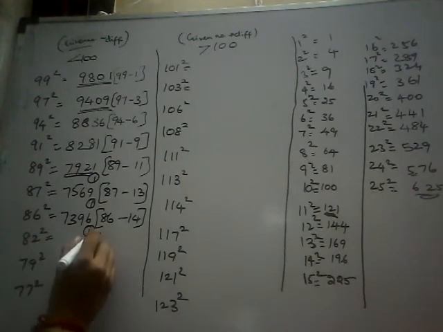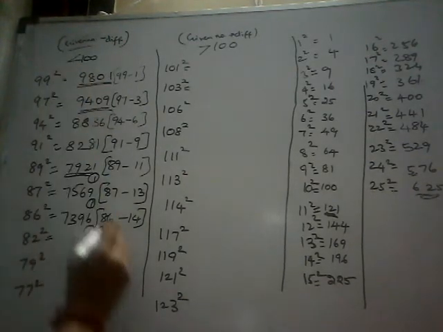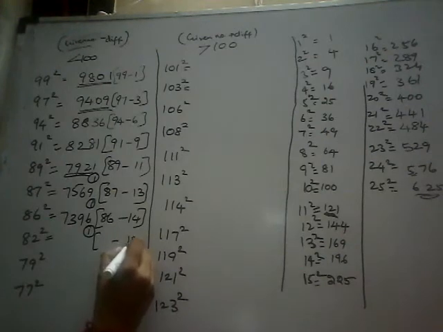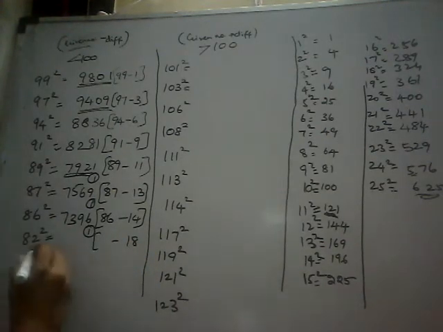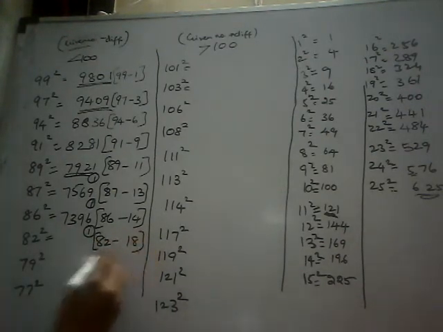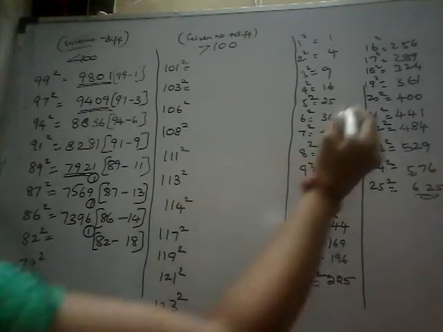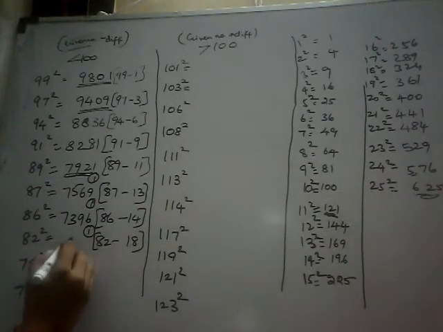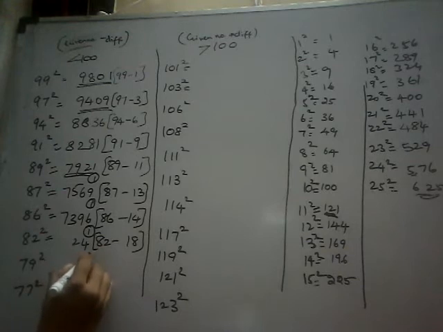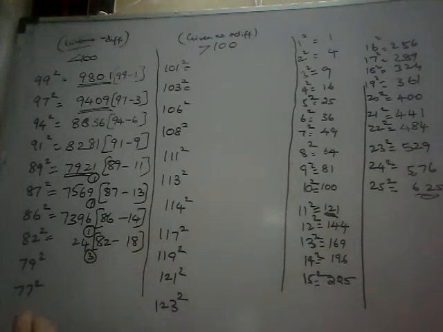Same way, 82 square. What is 82 square? How much is the difference from 100? It is 18. So 82 minus 18, you write it. Now 18 square is 324. 24 in the last 2 digits, 3 carryover. What is 82 minus 18? 64. 64 plus 3 is 67.